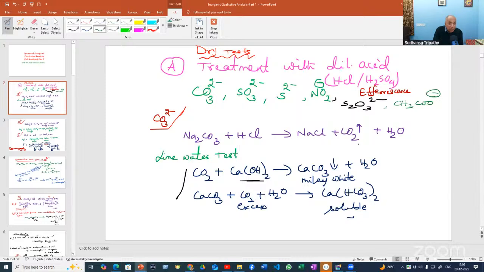And you know how to detect carbon dioxide. It is a colorless, odorless gas. So lime water is used to detect it. You pass that gas through lime water, which is calcium hydroxide solution. First you get a milky white precipitate, and then you pass the gas in excess. You will find the milky white precipitate will dissolve, forming soluble calcium bicarbonate. This you know from class 8.